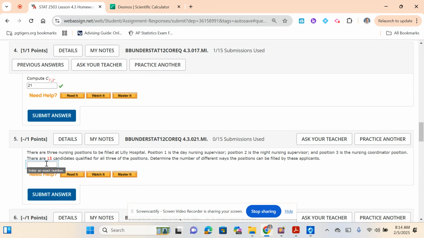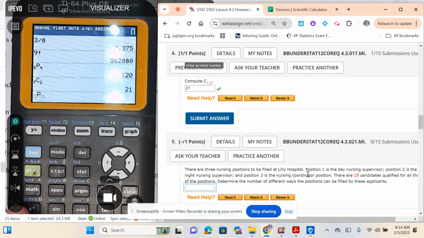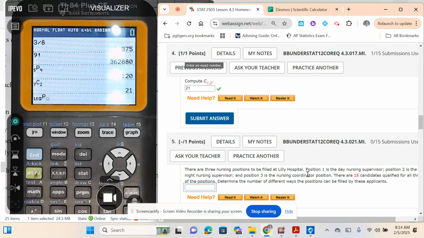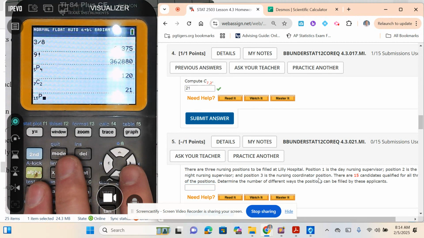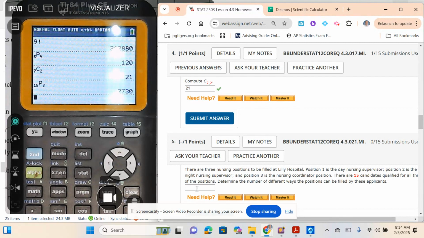So if order matters, we're going to use a permutation. In Desmos, that's nPr. How many possible nurses do I have? I have 15 candidates, so that'd be my n. And then my r is how many I'm selecting. I have 3 positions, so r is 3. It'd be 2,730.